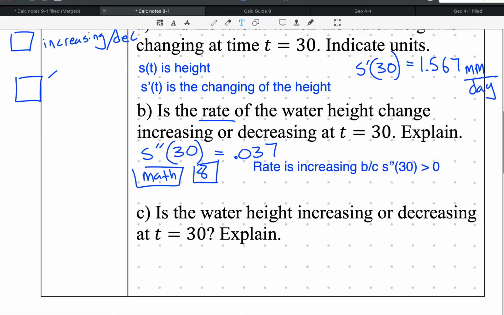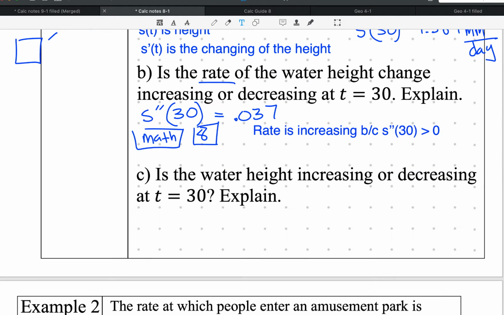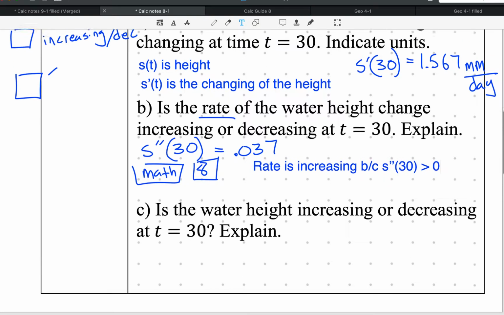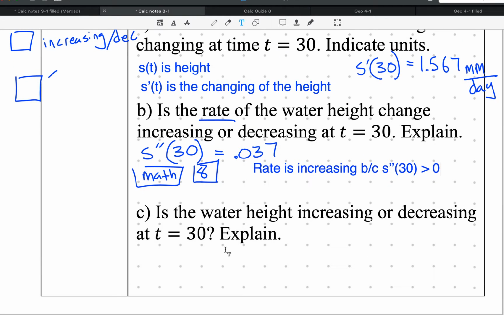Perfect. Let's look at part C then. Is the water height increasing or decreasing at time t equals 30? Who hasn't really answered the tricky part? I'll give it to Teflon again. So Teflon, what are we talking about here? Are we talking about s prime, or s double prime of 30? Because s talks about water height, right? Water height is s. And now it's asking increasing or decreasing.